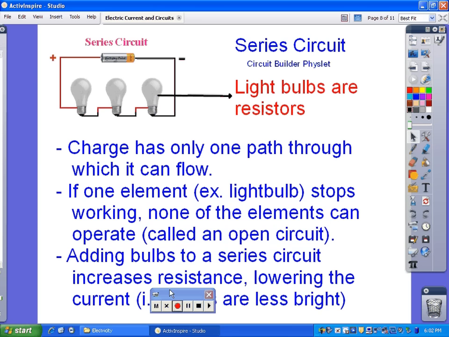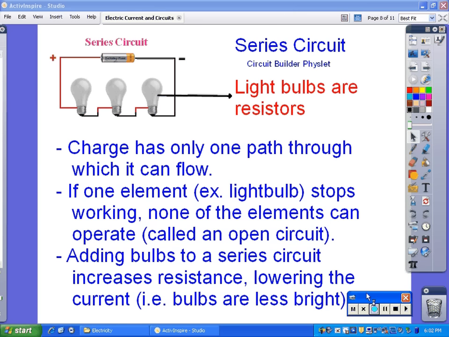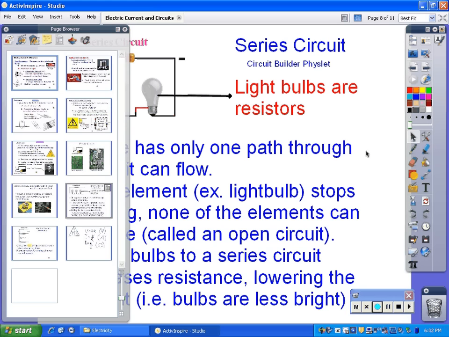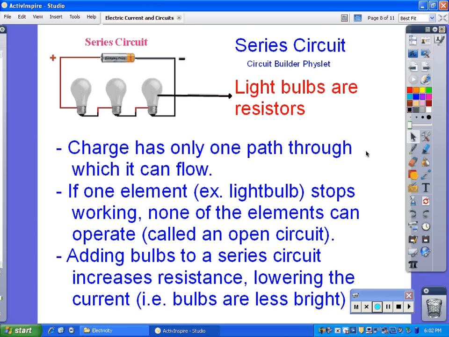Two types of circuits. One type is the series. This is the primitive kind of circuit where you have only one path through which it can flow. If one element, like for instance the light bulb, stops working, none of the elements can operate because the circuit's been opened. The circuit has to be closed in order for the volts to transmit from the battery or from the power source. It needs a plus and a minus. Got to have that potential difference between them.